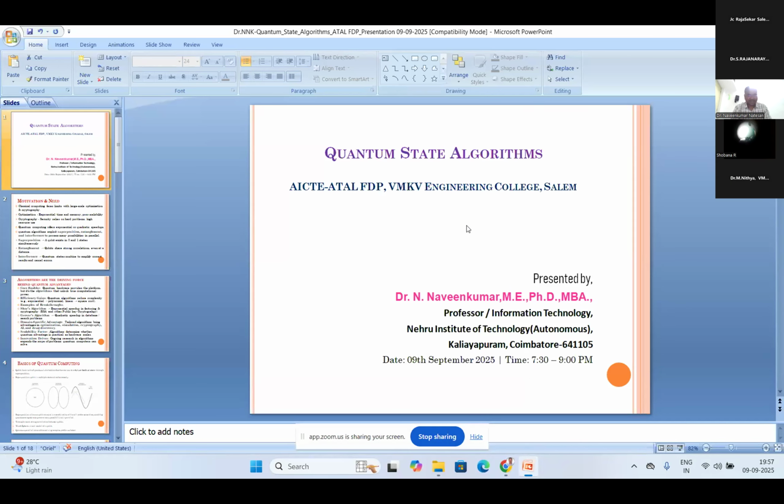Once again, dear participants, happy evening to all, and thanks for giving me the opportunity to the organizing team, particularly Nitya ma'am, Rajanarayan sir, Sendil Kumar sir, and all of you. Today I am taking the topic for the ATAL FDP program, quantum state algorithms. So let us start with quantum state algorithms. Before that, why do we want to go for quantum state algorithms? What do quantum machines have to perform? Let us see this.